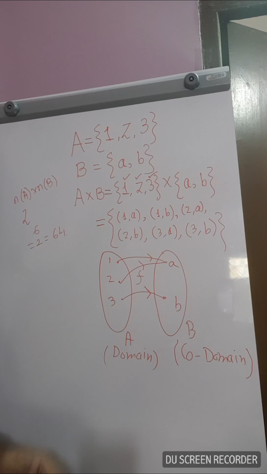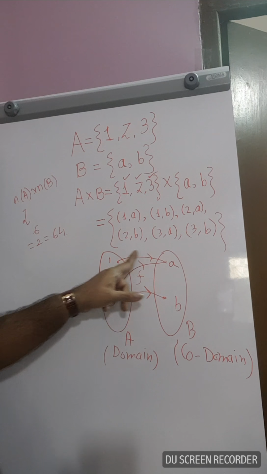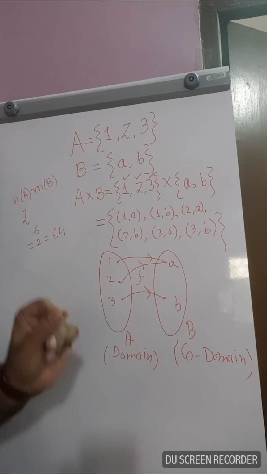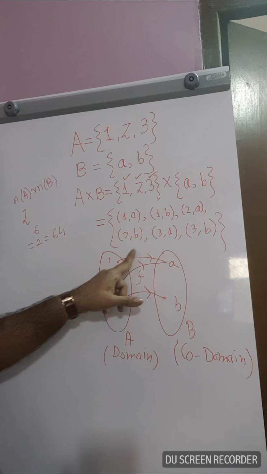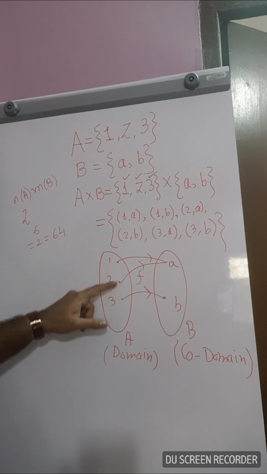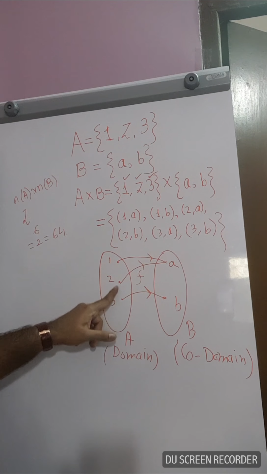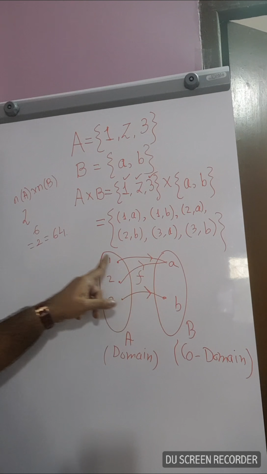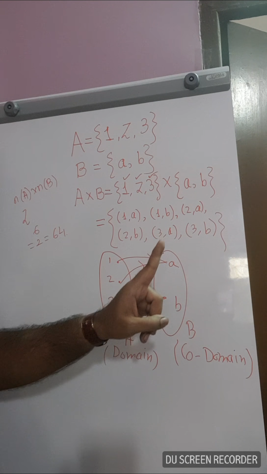And the second criteria is one member of domain is to be uniquely associated with one member of codomain only. Uniquely means every member of domain must have one and only one image in codomain. Mind that different members of domain may have the same image. That is a separate thing. Different members may have the same image, but individually each of them has only one image.